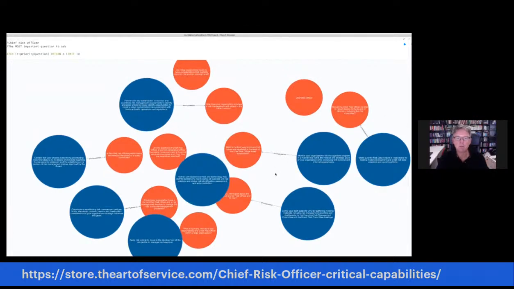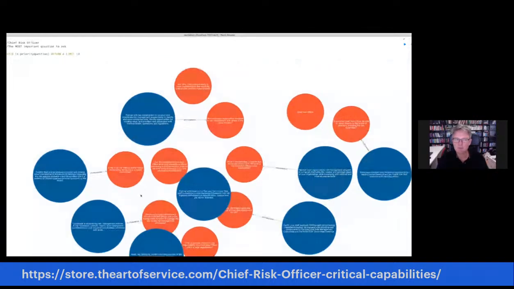So these are the most important questions to ask to make sure that you're doing the chief risk officer role in a pertinent way. And I hope that's useful for you. Again, if you want to have a look at the full Kanban, you can find out all the areas, all the relationships and everything in the link below.